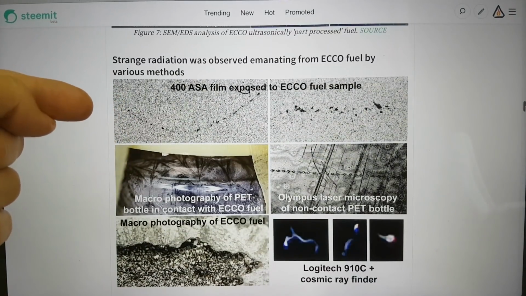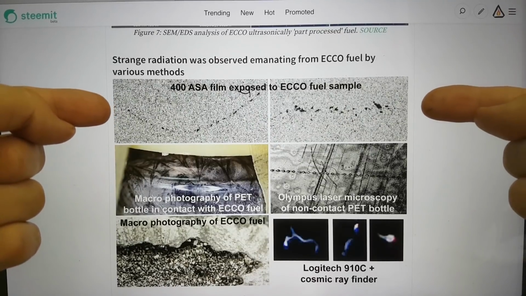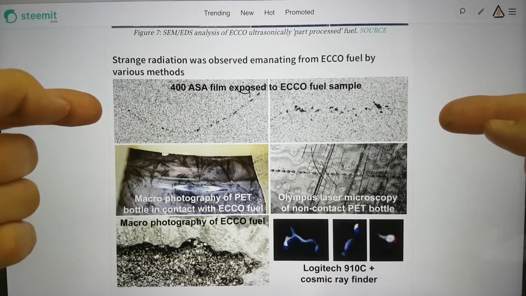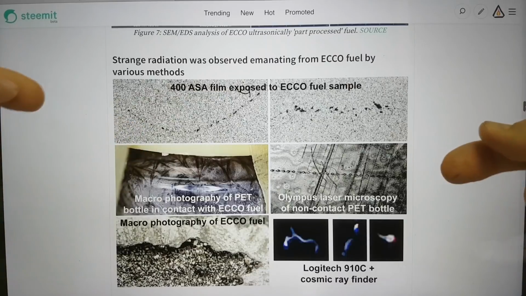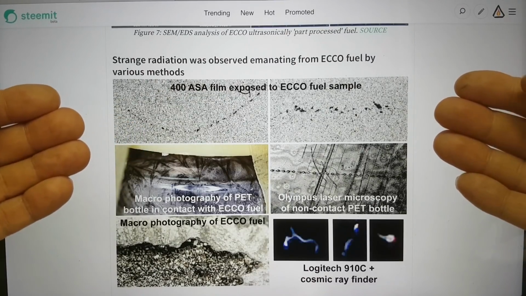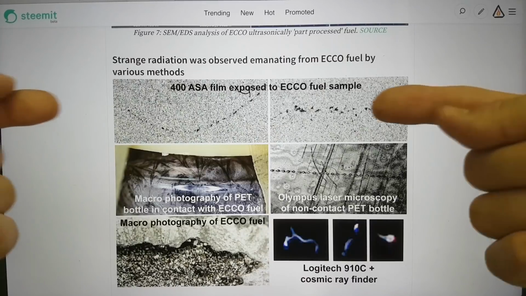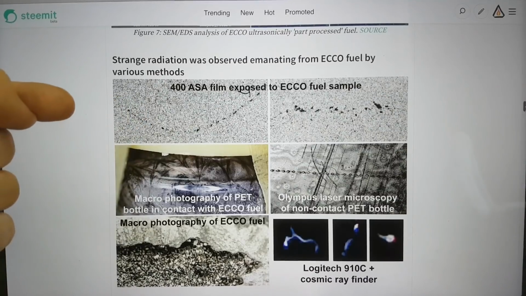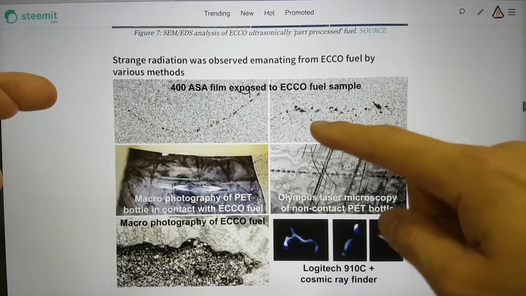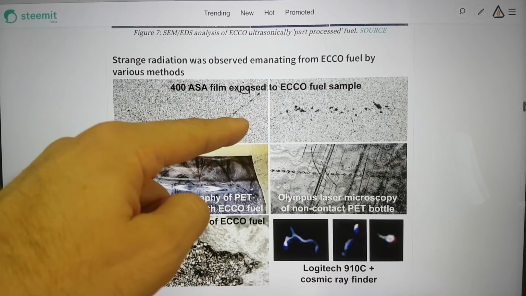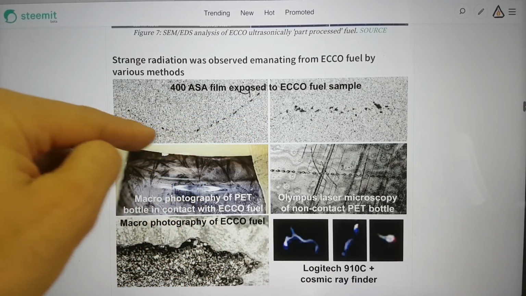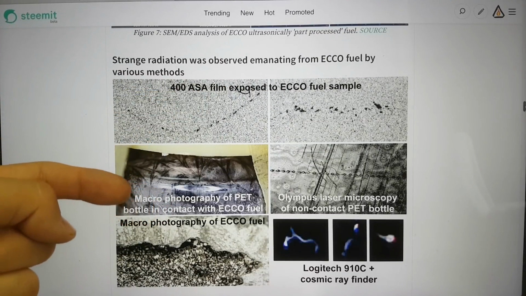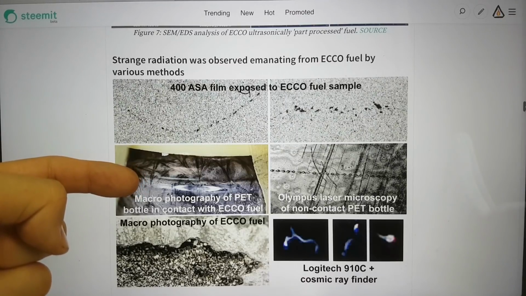We took some 10 by 7 inch film at 400 ASA, old school type film, and we exposed that over a long period of time, and we saw a range of tracks from one of the samples. Now, not all of the samples that were provided seemed to produce tracks, but there were some tracks observed. So you've got the periodic kind of zigzagging going on here, and the periodic kind of shapes that are bending, in this case around a sort of curve. This was on the PET bottle in which the fuel was stored.